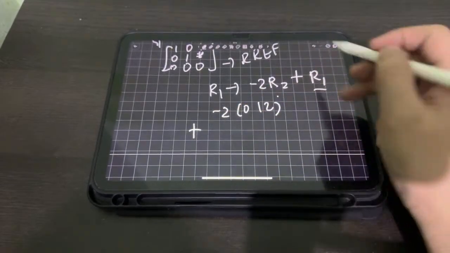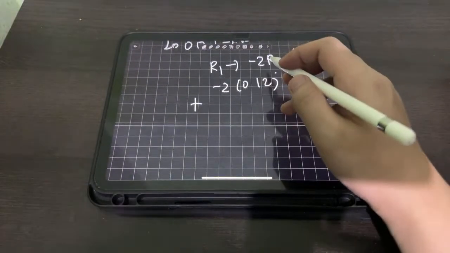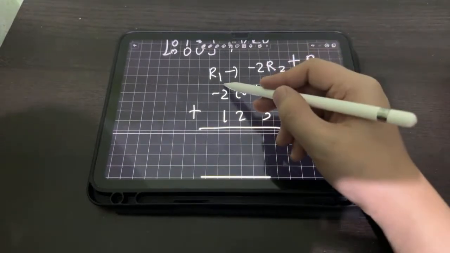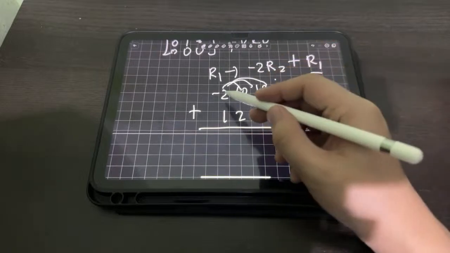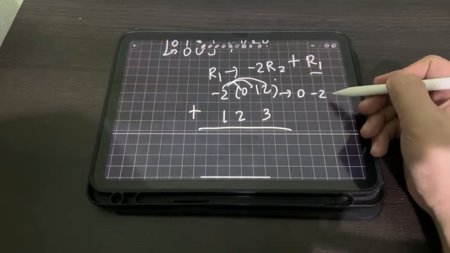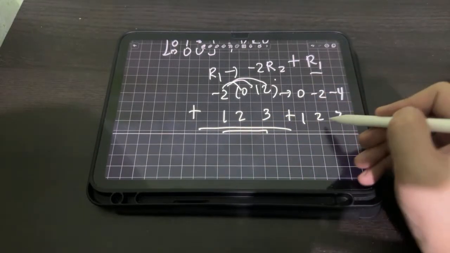We add with the entries in row 1, which is 1 2 3. So you distribute this negative 2 first. Negative 2 times 0, 0. Negative 2 times 1, negative 2. Negative 2 times 2, negative 4. Add it with 1 2 3.